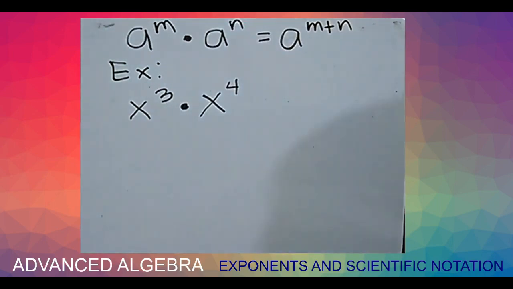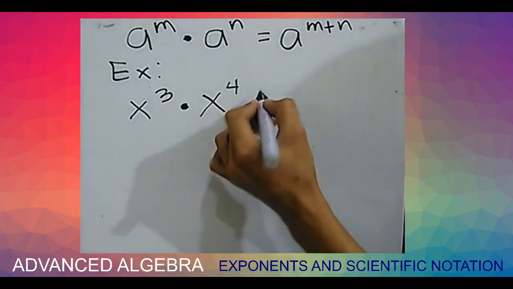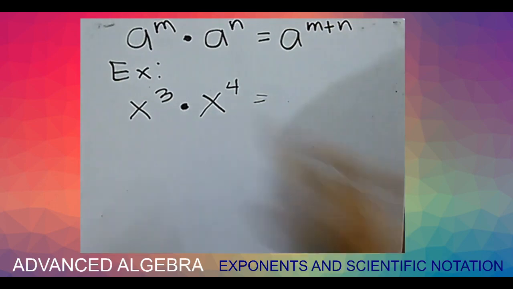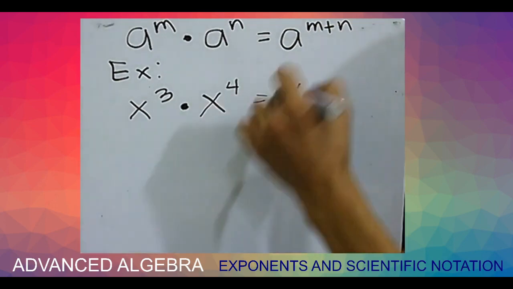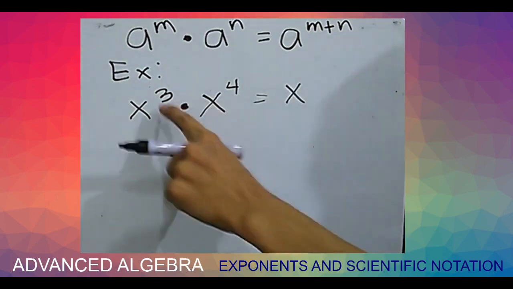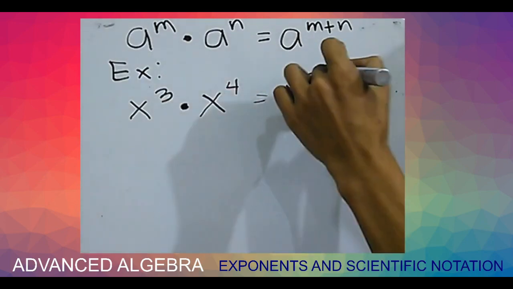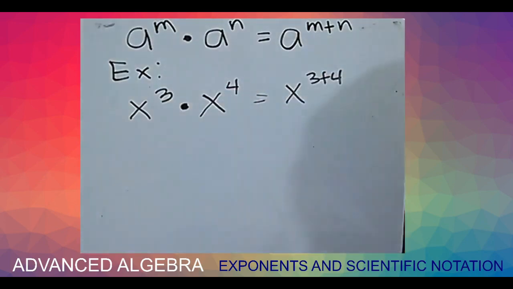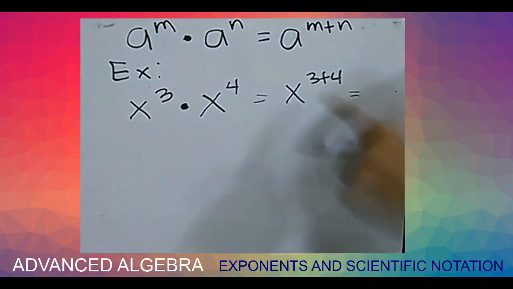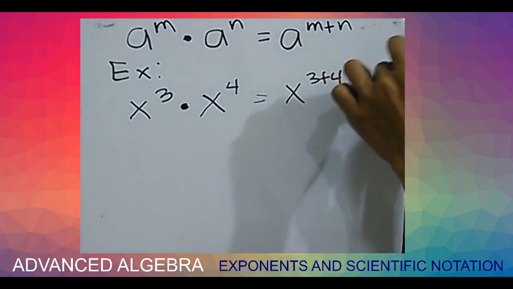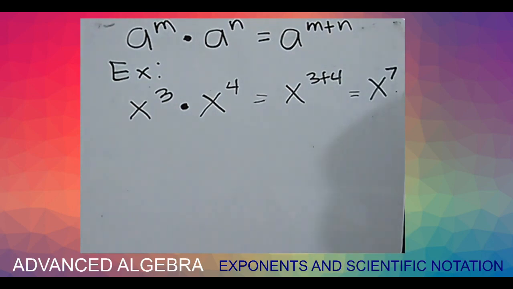Anong gagawin natin? Ikakopya lang natin si x. Then, pagpaplusin natin yung exponent. 3 plus 4, nalagay natin dito. 3 plus 4 is 7. Ang sagot natin ay x to the 7th power. Ganyan yung rule natin sa product rule of exponent.